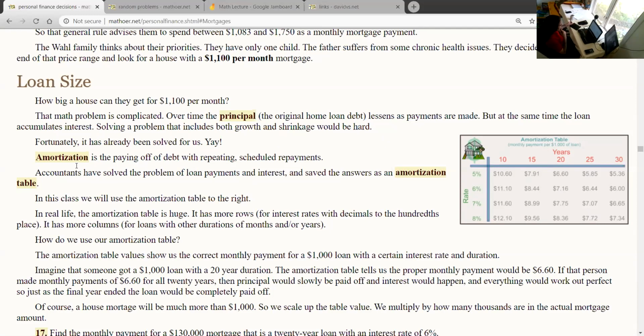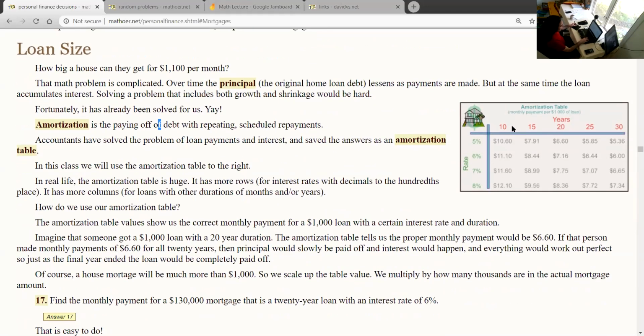The annoying name, I'm not sure why they use this, is amortization. Ugh, some days I have trouble saying it. Amortization. That's the paying off debt with repeated scheduled payments that are all the same. And accountants have solved the amortization payment things and given us this chart. So I'm going to take this chart and steal it and put it on our slide.